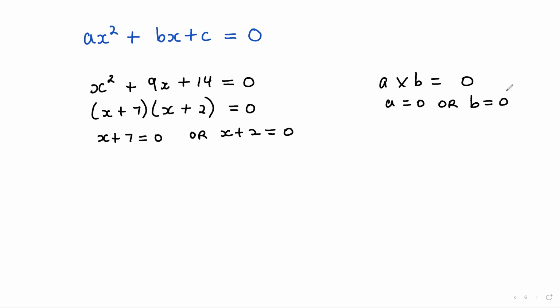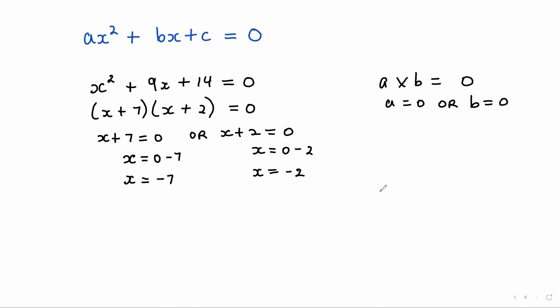So in the same way, if you write the quadratic as a product of its two factors, then one of those algebraic factors, x plus 7 or x plus 2, must be equal to 0. So what you do is equate each factor to 0 and then solve for x. If x plus 7 is equal to 0, then x will be equal to 0 minus 7, so x is equal to negative 7. Or if x plus 2 is equal to 0, then x would be equal to 0 minus 2, which makes x equal to negative 2. So the solution to this quadratic equation is x equal to negative 7 and x equal to negative 2. So that's your solution.